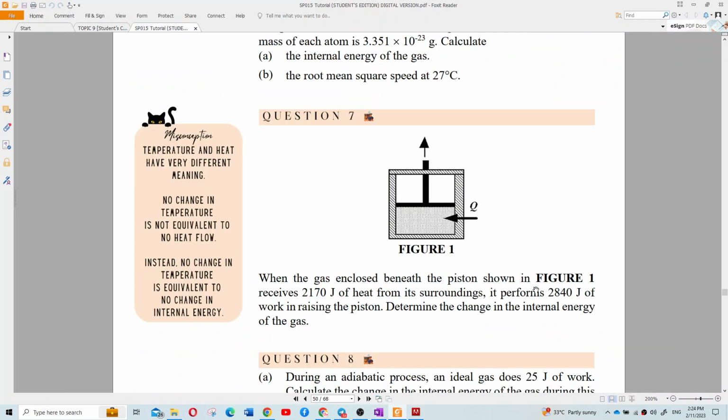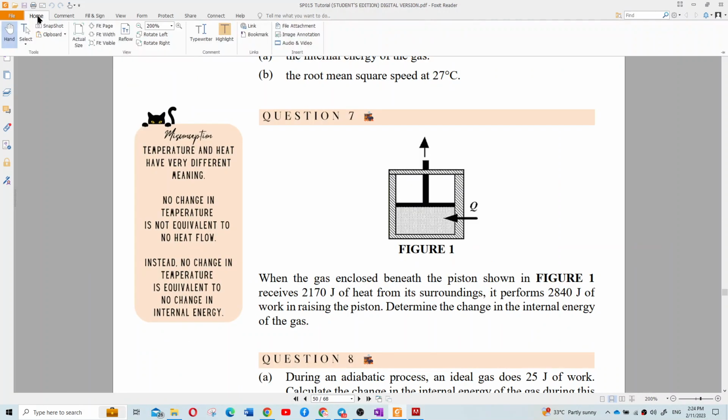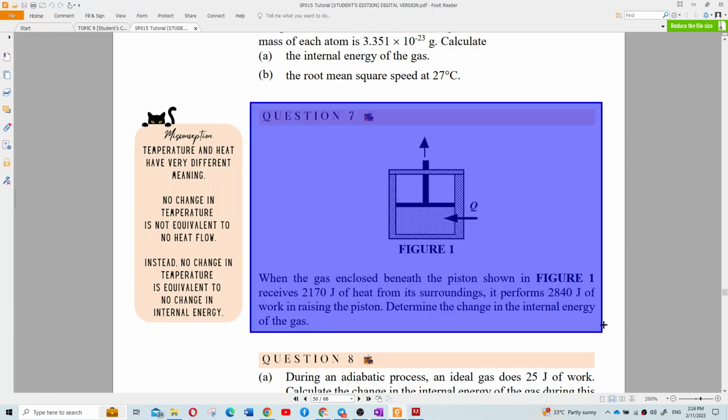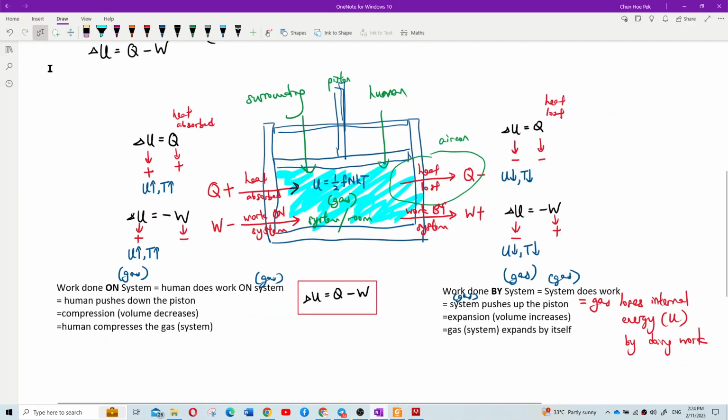Okay, let's do this question only. One question is enough for today. So question 7, all right, question 7.